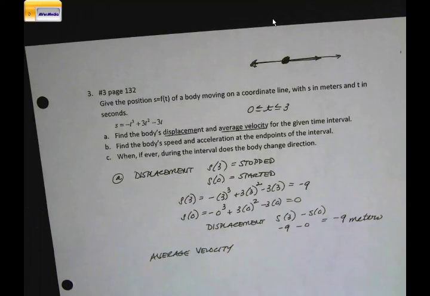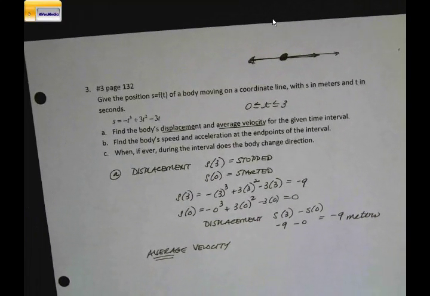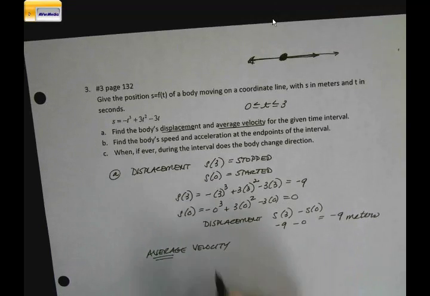Okay? So the first one we have to do, remember, is its average. So this is not the first derivative. This is not instantaneous velocity as the first derivative. Average velocity is just the slope formula.